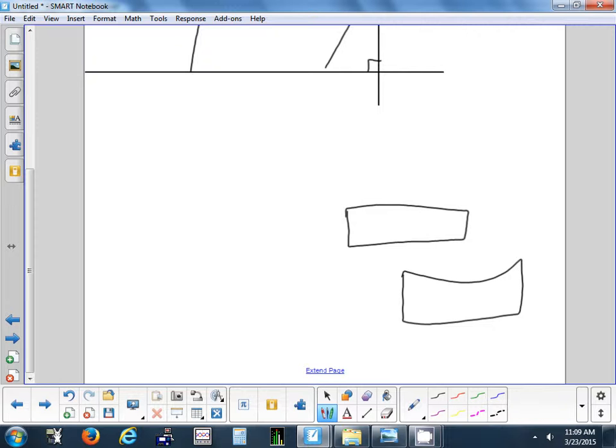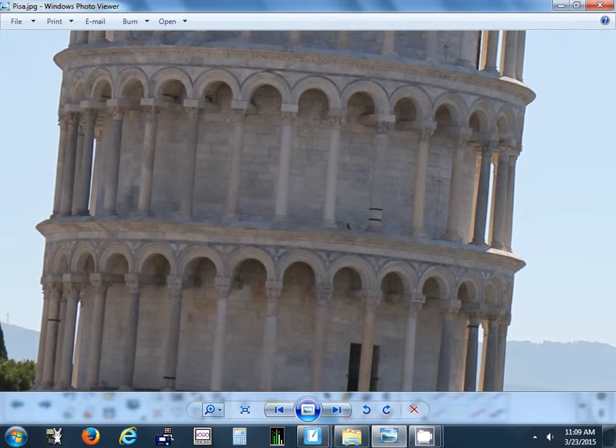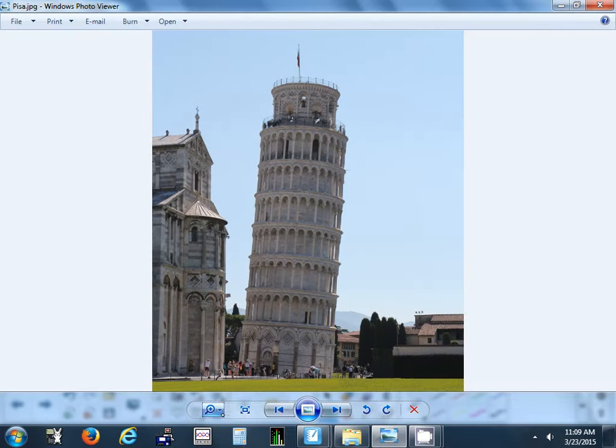I forget the exact age of the tower, but it's pretty old. Not as old as like the Colosseum. That's almost 2,000 years old. But it's at least close to 1,000 years old, maybe more. It's pretty old. And we're actually lucky that it's still standing.